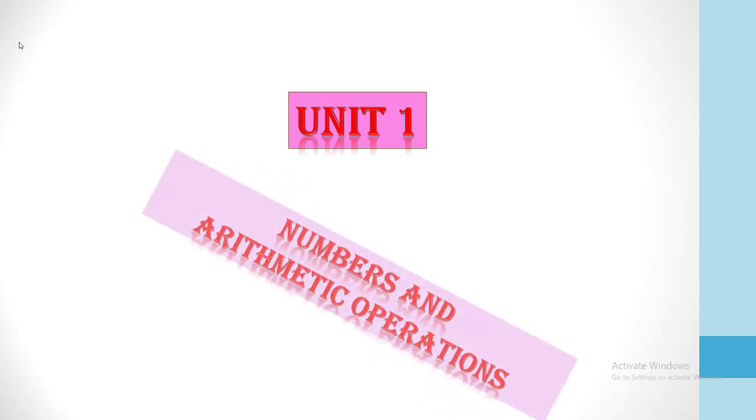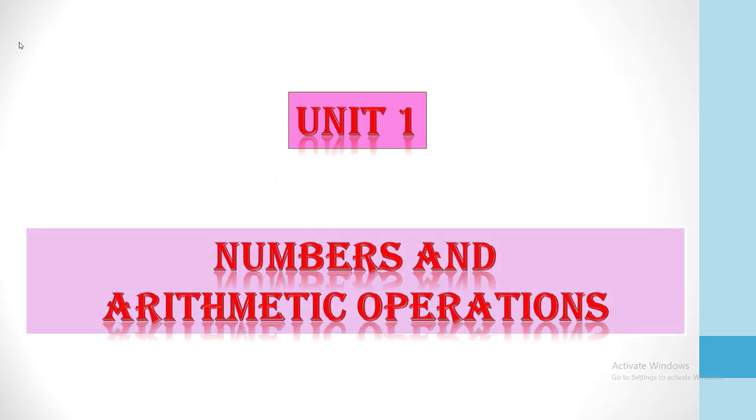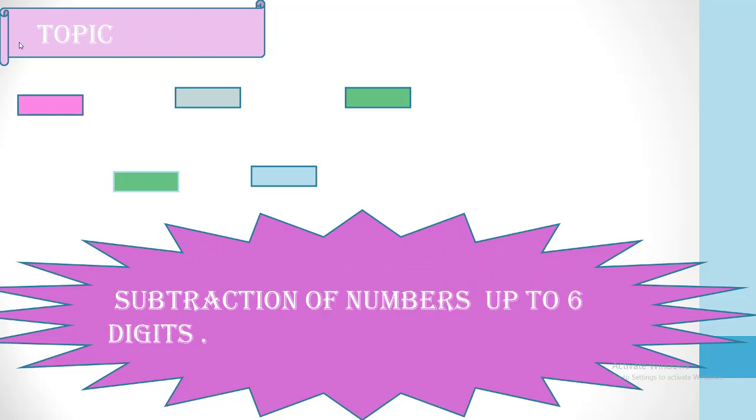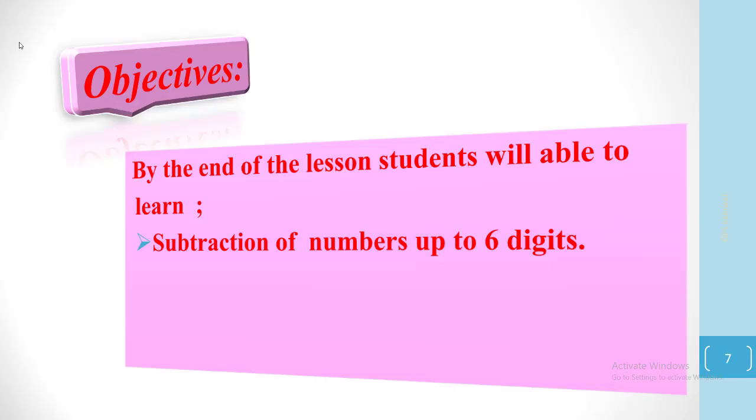As you know, nowadays we are discussing unit number 1, numbers and arithmetic operations. We are going to discuss today subtraction of numbers up to 6 digits. By the end of the lesson, students will be able to learn subtraction of numbers up to 6 digits.